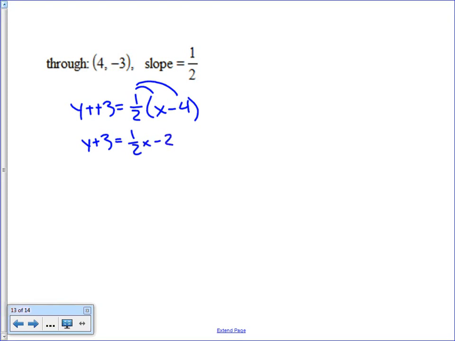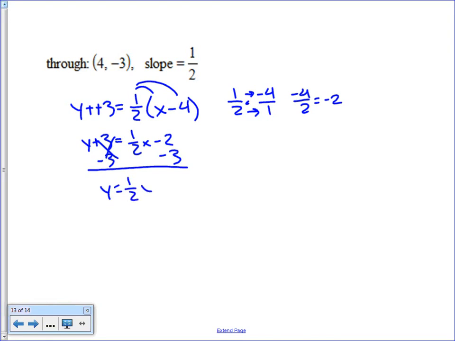That's going to be a negative 2. Or you can think about it, 1/2 times a negative 4, or a negative 4 over 1. Multiply across, that's negative 4 over 2, which gives me a negative 2. And then we got to solve for y, so subtract 3 on both sides. So we have y equals 1/2 x minus 5. And we're good for that one.